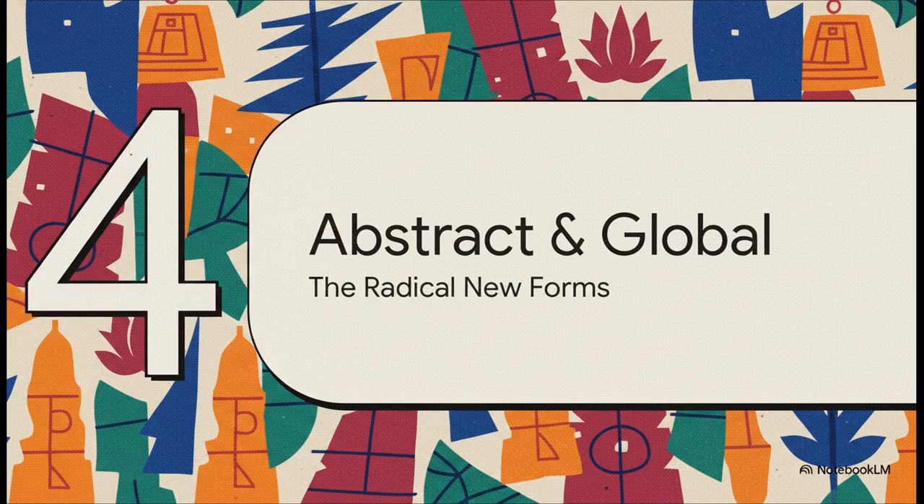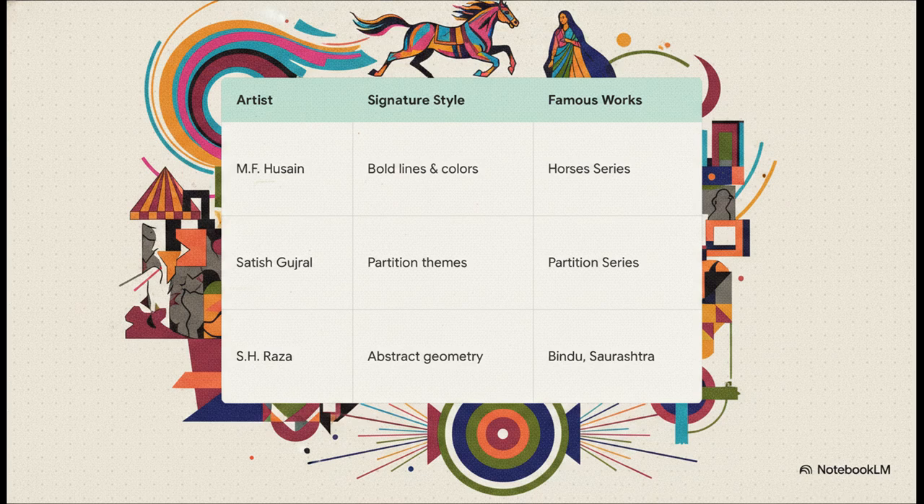Let's move to Section 4, Abstract Roots and Global Reach. Let's look at how the heavyweights of this post-1947 era took Indian art directly to the global stage. First up, M.F. Hussain. Known for bold lines and vibrant colors, his Horses and Mother Teresa series are legendary.